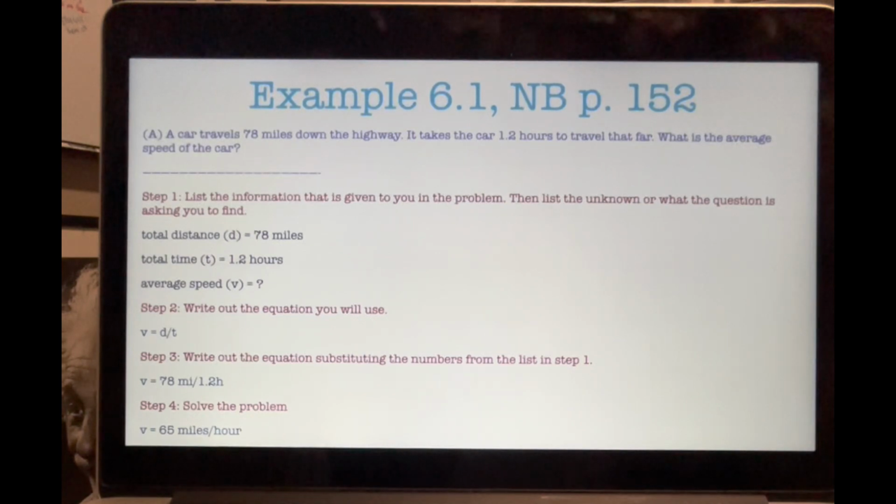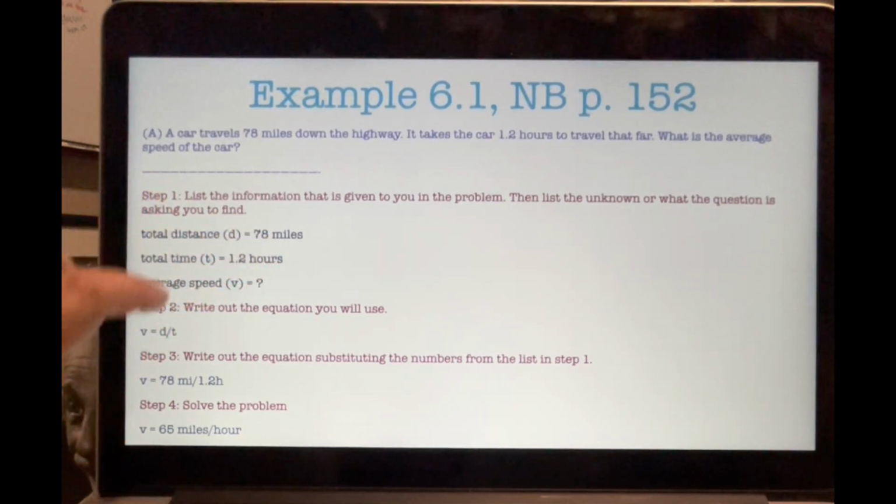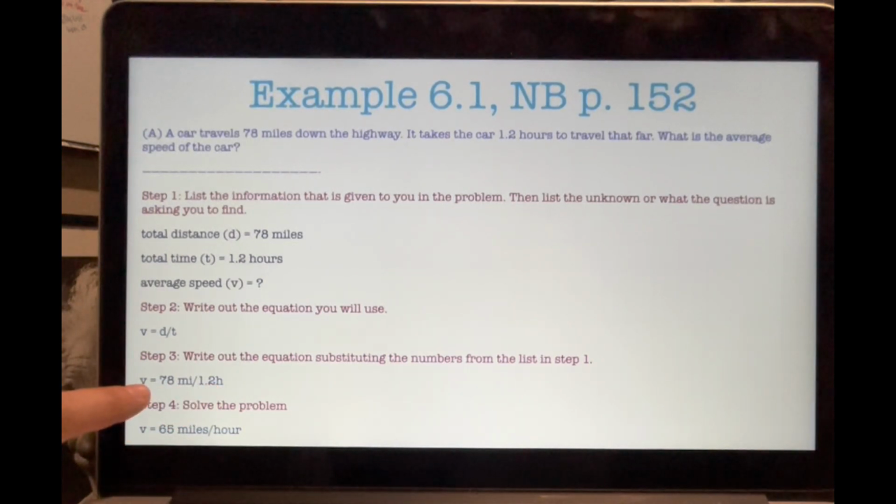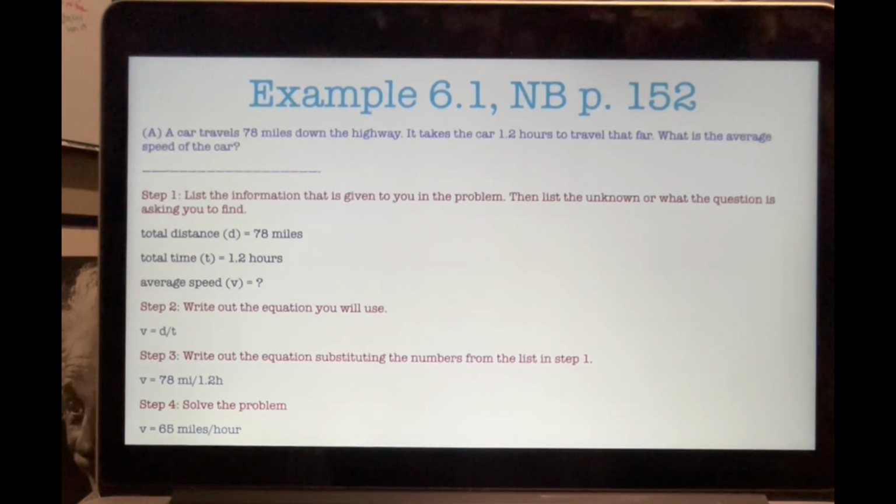Step 2, write out the equation that you will use. V equals D over T. Step 3, write out the equation substituting the numbers from the list in step 1. So we substitute D, 78 miles, and T, 1.2 hours. So we have velocity, or the speed, equals 78 miles divided by 1.2 hours. And the last thing to do is actually just solve the problem. So when you divide out 78 miles divided by 1.2 hours, you get 65 miles per hour.